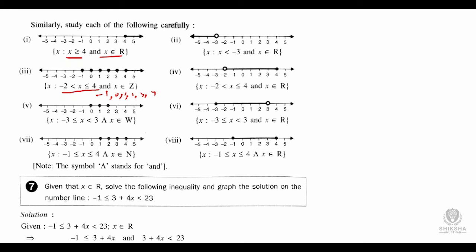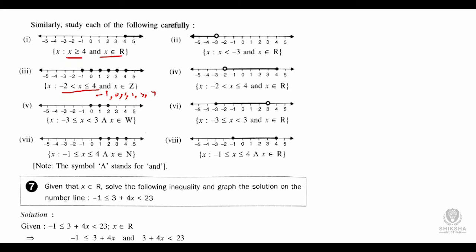So for integers we don't need to darken the whole line. For integers we need to have only dots. So minus 1 will be darkened, minus 0, all these values will be darkened. If the same range is given but it is a real number, then we need to darken the whole line. As minus 2 is not included, so 0 to minus 2 will be a hollow circle and 4 will be included, so 4 will be a dark circle, and the line from minus 2 till minus 4 will be darkened.